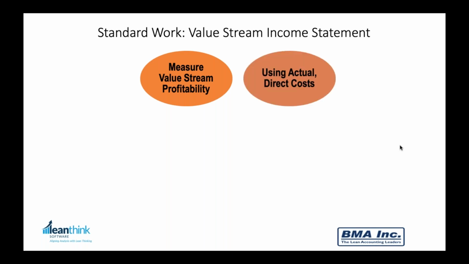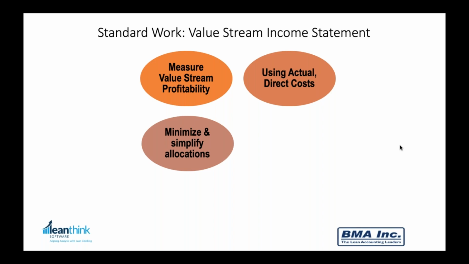We want to use actual direct costs. We want to minimize allocations. And what this means, without me putting the words on the screen, is we're not going to use standard costing information in a value stream income statement. What are the actual costs that the value stream really controls? That's what's really, really important.